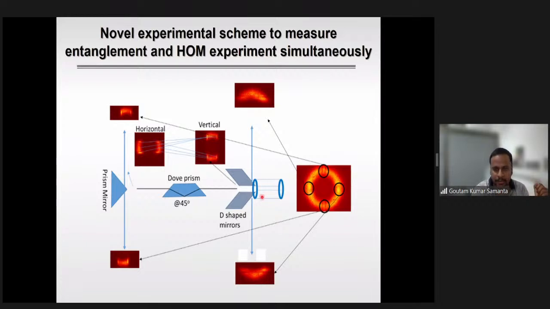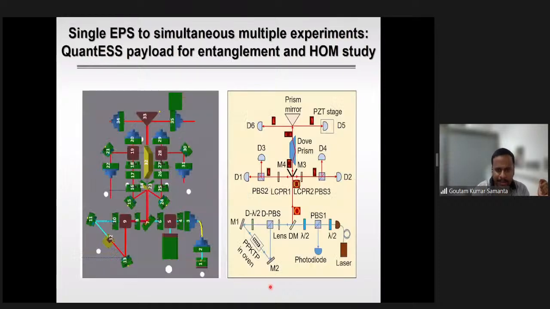In this payload, we are dividing this SPDC ring into 2 sections using a D-shaped mirror. The gap between the D-shaped mirrors allows some part of the beam to pass through, and that is used for the HOM interferometry experiment. The other sections, at diametrically opposite points, are going for the entanglement studies. That is the geometry, the optical layout, and the mechanical structure layout, which has been transformed.